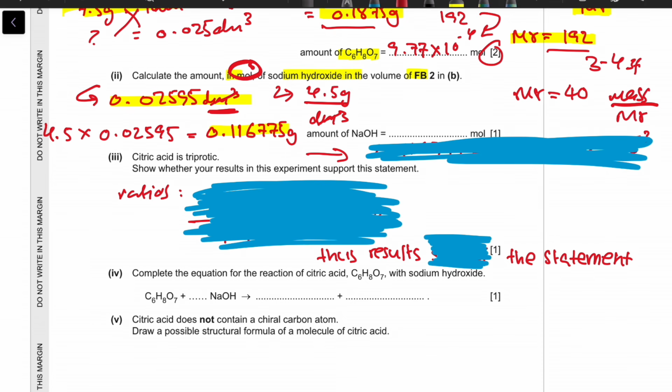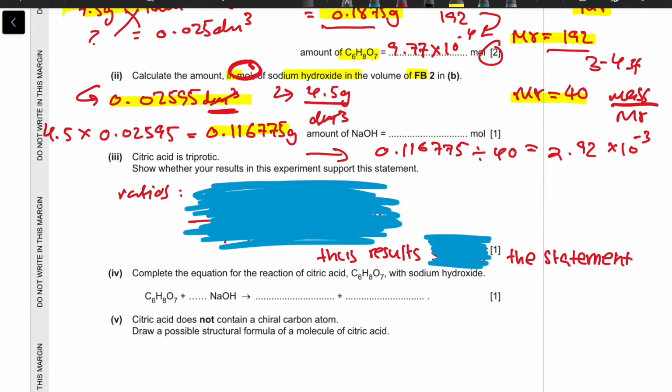Now, they did say moles, so again, we're doing our mass divided by our MR. Sodium has an atomic mass of 23, oxygen 16, hydrogen 1. Add them all together, you have a molecular mass of 40. So our mass, 0.116775 divided by 40 equals 2.92 times 10 to the negative 3. Again, give this to 3 or 4 significant figures.